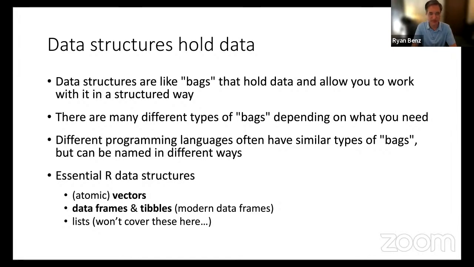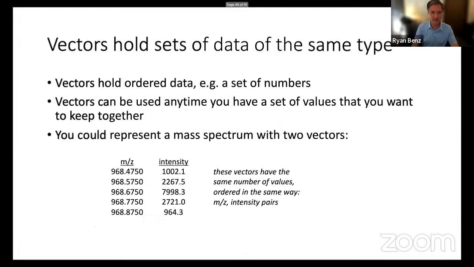Those two things are vectors that we're going to talk about here in this section. And then at the end, we're going to talk about data tables or data frames that store tabular data. There's another type of data structure called lists. We're not going to cover those here, but those do exist just for reference. So what's important here about vectors? Vectors hold sets of data of the same type.